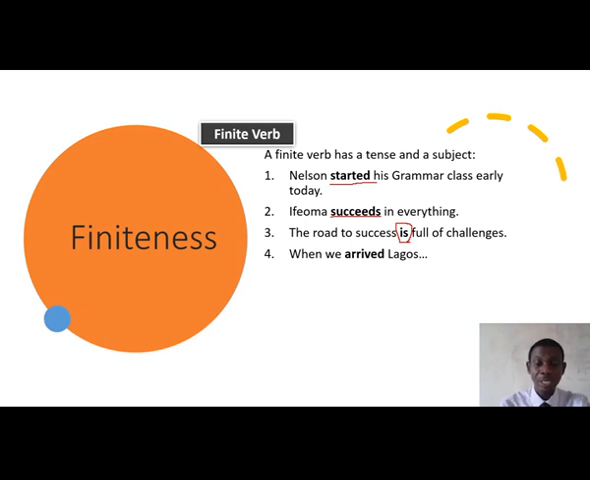Also, let's look at this. When we arrived Lagos, the verb here is arrived. I know you are saying this is not a complete sentence. So it's not even a sentence anyway. It is a subordinate clause. But the point is, do we have a verb here? Yes. Is the verb a finite verb? Yes, because it has a tense, which is past tense, and it has a subject which is we. So arrived is a finite verb.